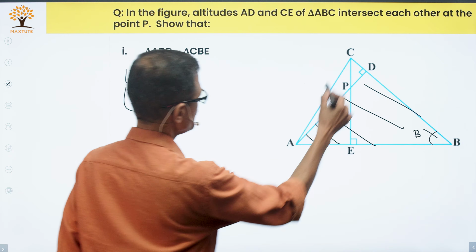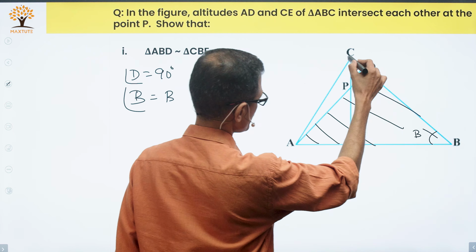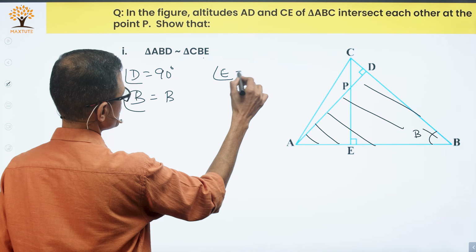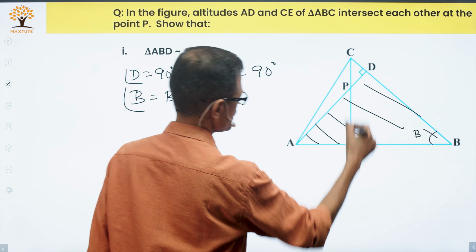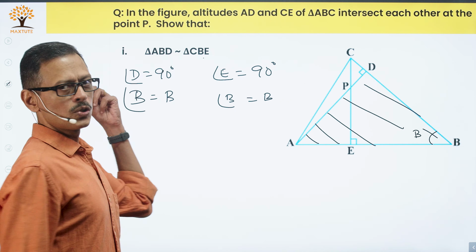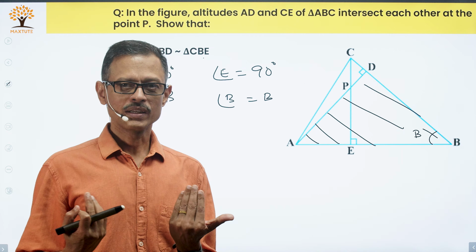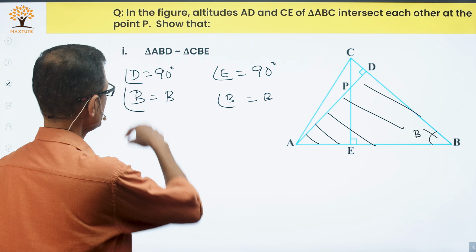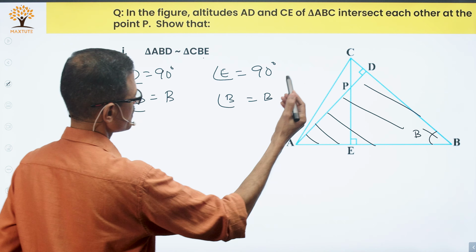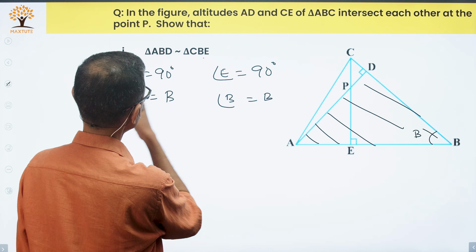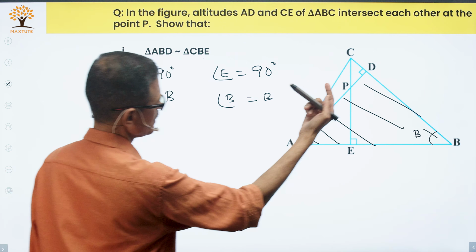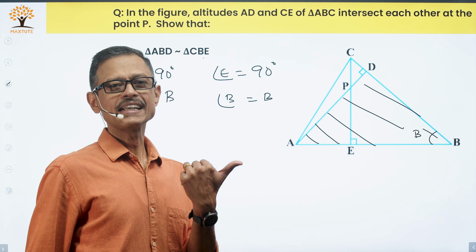Let's look at triangle CBE. In CBE, angle E is equal to 90 degrees. The second angle is angle B, which is equal to B. Two angles of both these triangles are equal, which means the third angle necessarily will have to be 90 minus B in both. In one case, the third angle is angle A, and in the second case, it's angle C. Both of those angles are going to be 90 minus B.